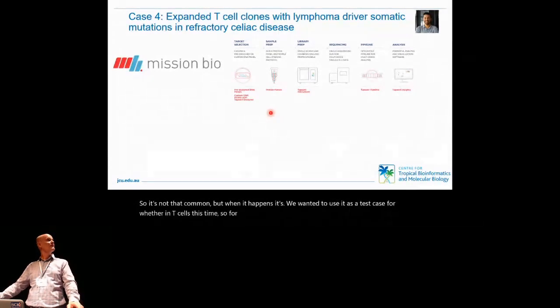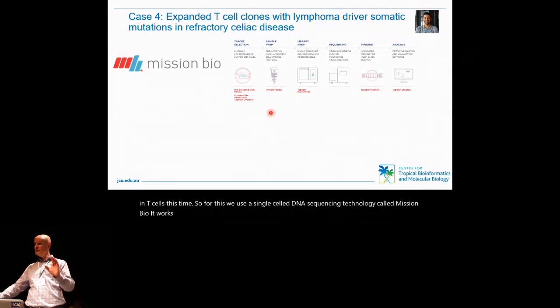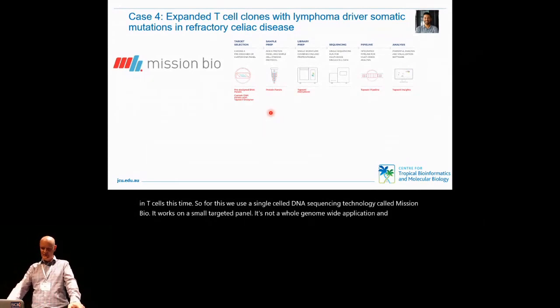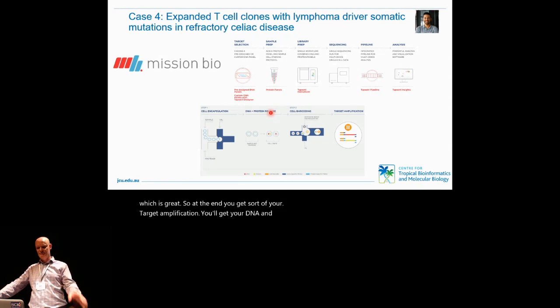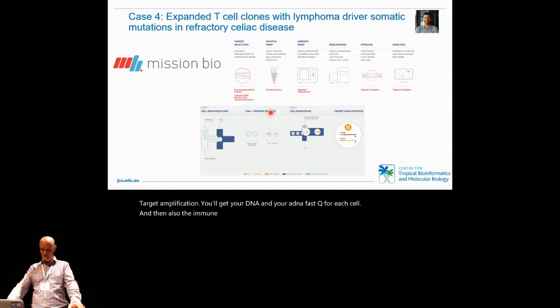For this, we used a single-cell DNA sequencing technology called Mission Bio. It works on a small targeted panel. It's not a whole genome-wide application. And it also allows you to do the immune cell protein markers as well, so you can do that simultaneously, which is great. So at the end, you get your target amplification, your DNA FASTQ for each cell, and then also the immune cell marker FASTQ as well. So it's quite powerful that way.